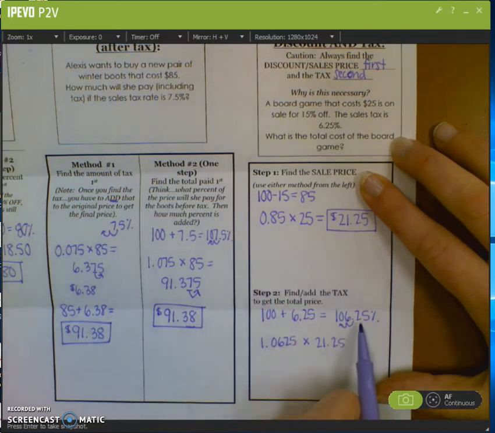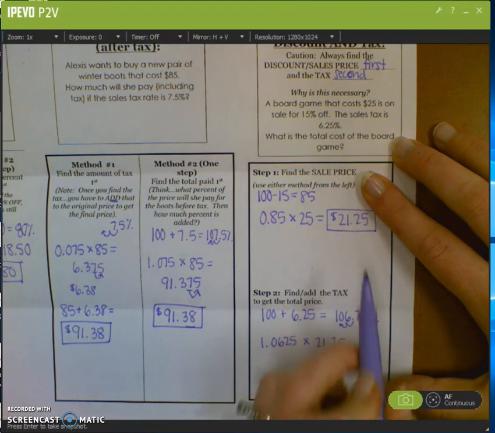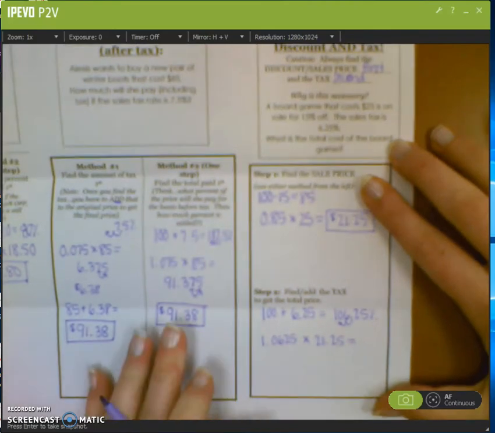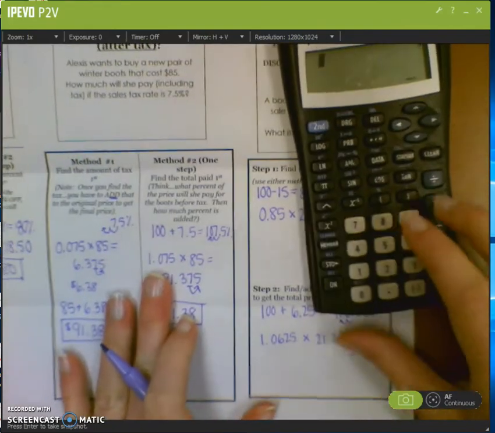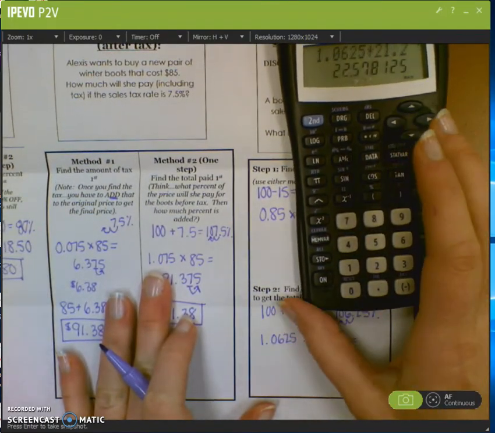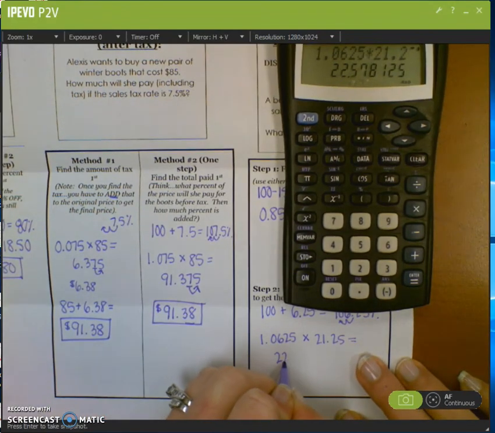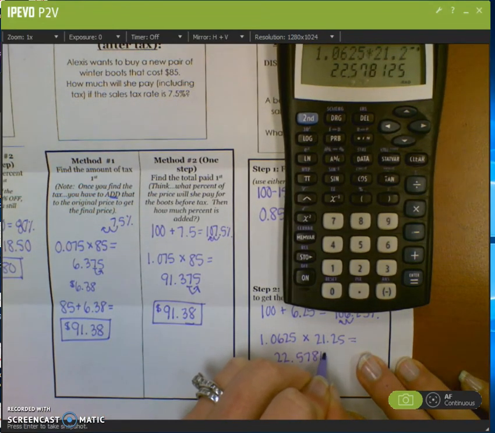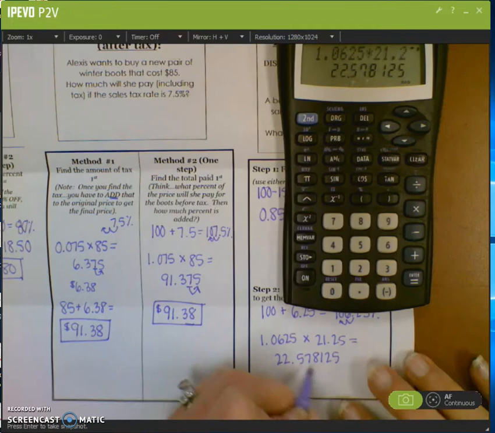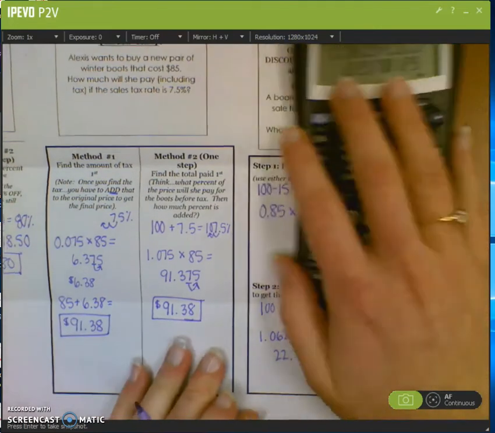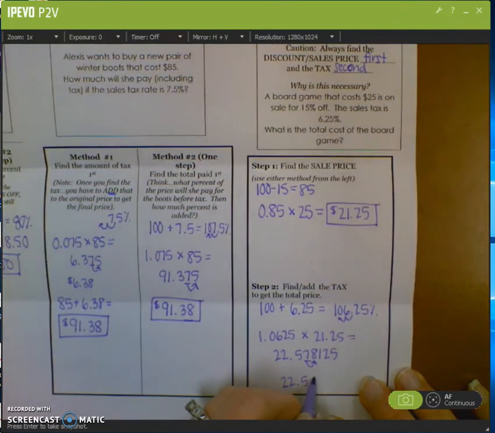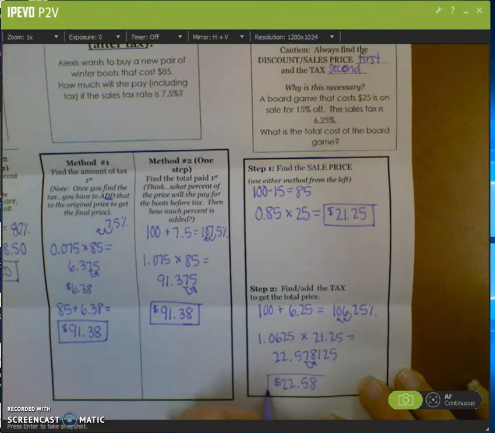which again, 106.25% of $21.25 is different than what it would have been had we done this to $25. It changes. So I'm going to use my calculator, 1.0625 times 21.25. And when I do that, I get this big long number, 22.578125. But remember, we talked about dollar amounts. When we're talking about dollar amounts or sale amounts, we're always going to round to the nearest cent, which is in the hundredths place. So in this case, the 8 tells my 7 to come up, and I have $22.58.